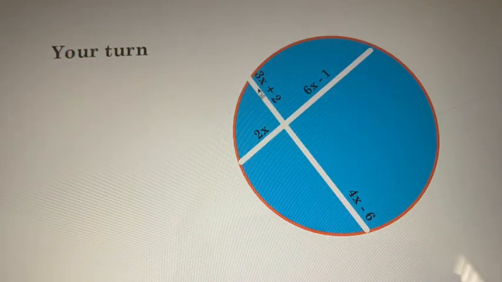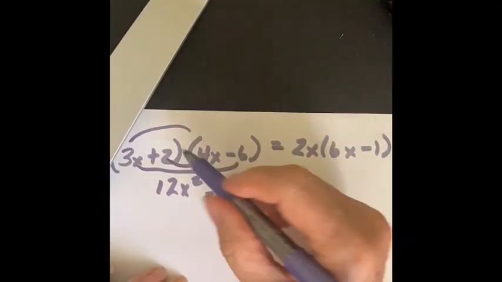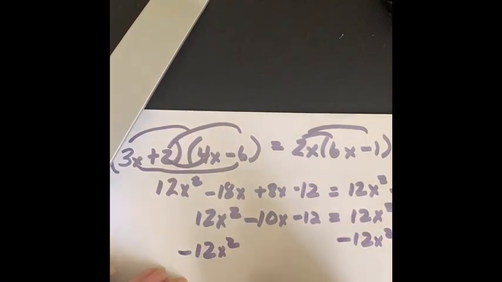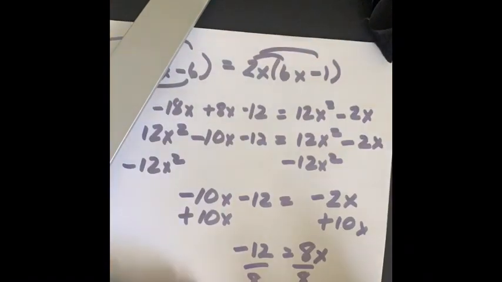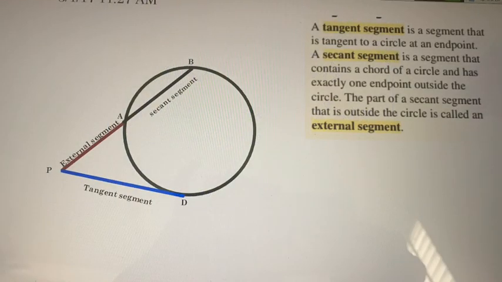Now it's your turn. Look at this problem, write it down. When in doubt, always draw it out, and stop the video when you're ready to set it up and solve, and then restart again to see the answer. And when I reduce negative 12/8, it equals negative 3/2.